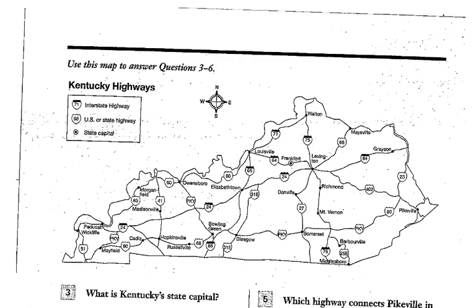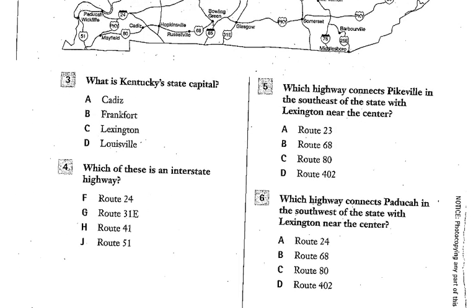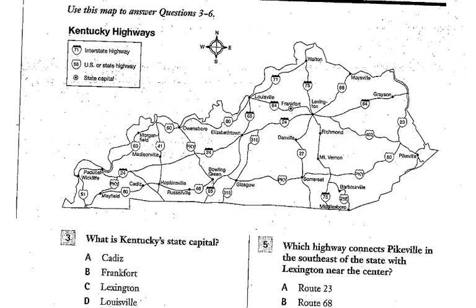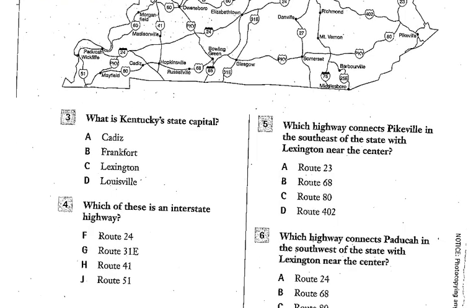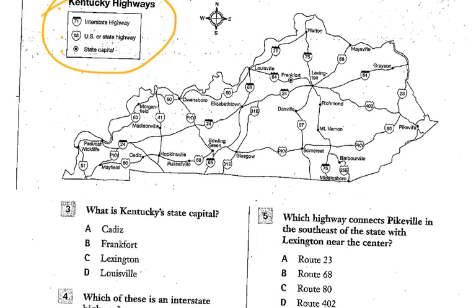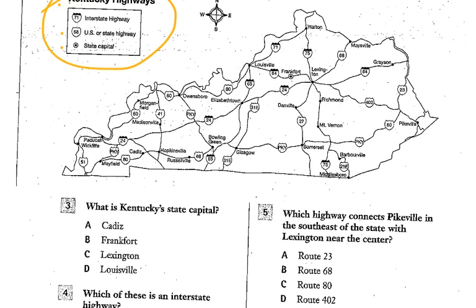Okay, this is a whole new page, so make sure that you're looking at this one differently. You're not comparing it to the picture. So, you have your legend right here. The highways, there's the 71 Interstate Highway. This sign is a U.S. or state highway, and then that dot there is the state capital. Okay, so number 3, what is Kentucky's state capital? A, Cadiz, B, Frankfort, C, Lexington, or D, Louisville?